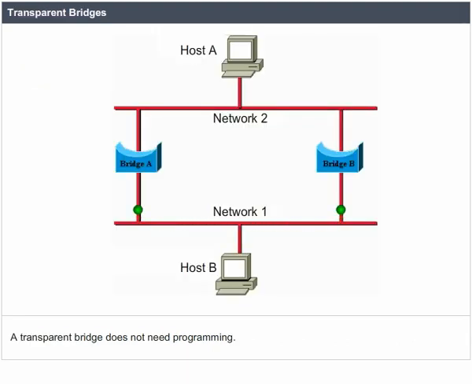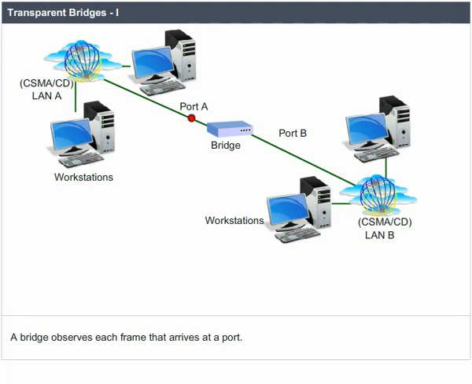Transparent bridges. A transparent bridge does not need programming, but observes all traffic and builds routing tables from this observation. This observation is called backward learning. Each bridge has two connections, ports, and there is a routing table associated with each port. A bridge observes each frame that arrives at a port. It extracts the source address from the frame and places that address in the port's routing table. A transparent bridge is found with CSMA/CD LANs.